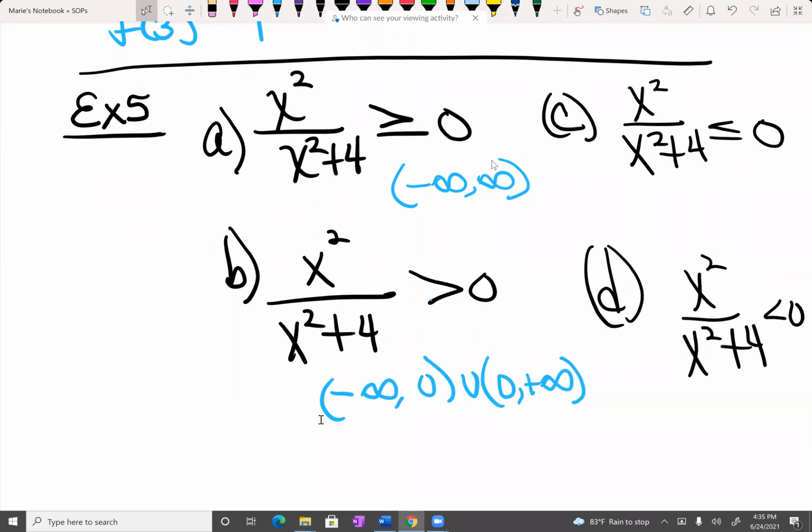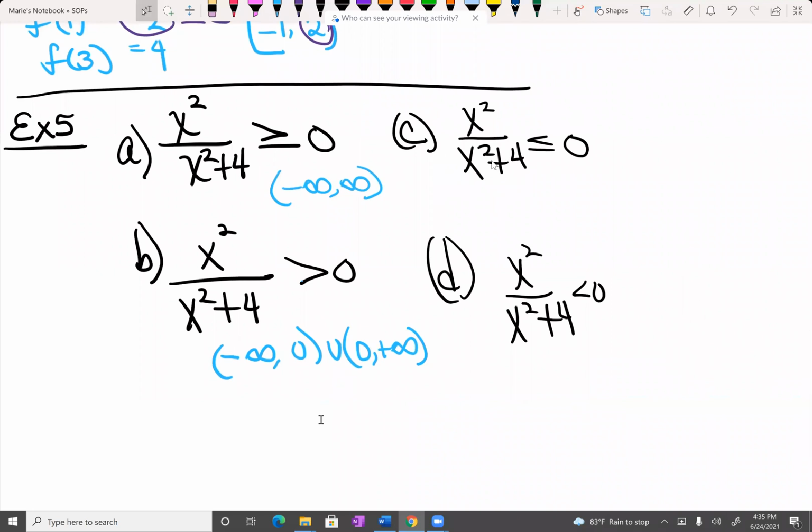Again, you're just testing points and using common sense. Here, if I'm less than or equal to 0, then my solution set would just be 0. Think about it. I could be equal to 0 or less than 0. Nothing is going to work other than 0 itself. And then the last one, it's just less than 0, not even equal to 0, in which case you would have to have an empty set.